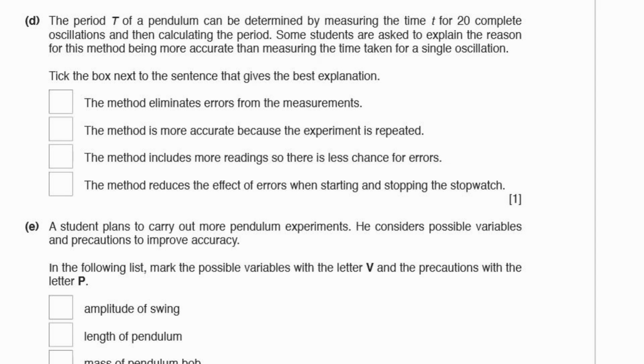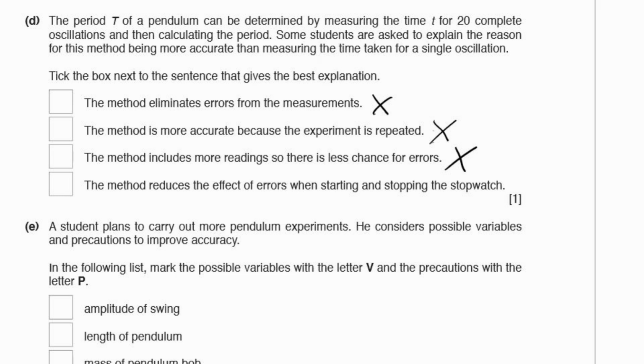First one, the method eliminates errors from the measurement. Doesn't. There's still errors within the measurement. It doesn't eliminate them. That would mean it gets rid of them. Not at all. It might minimize them, certainly. This method is more accurate because the experiment is repeated. No, it's not. The oscillations are repeated, but we still want to do one experiment. The third one, the method includes more readings, so there's less chance for errors. No, it's just one reading, but more oscillations.